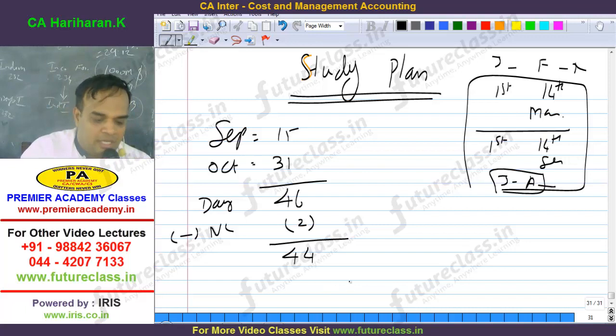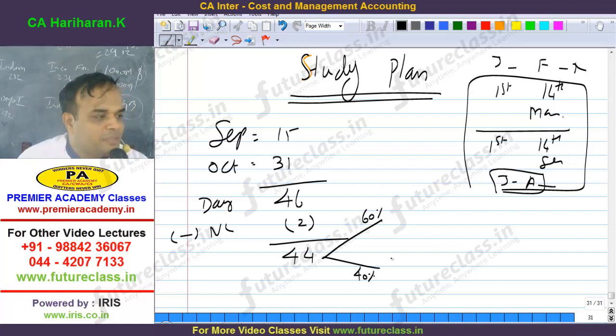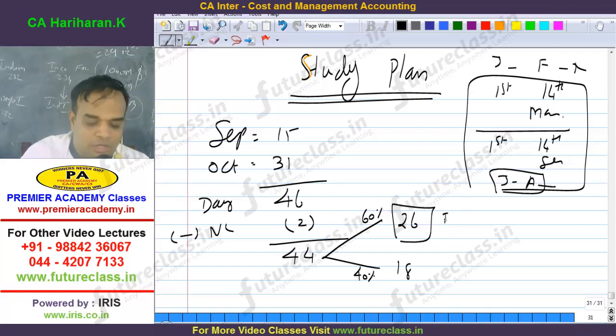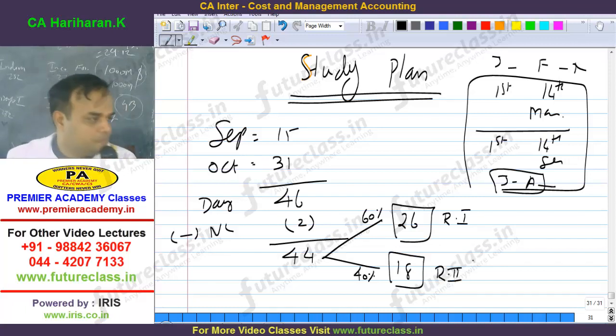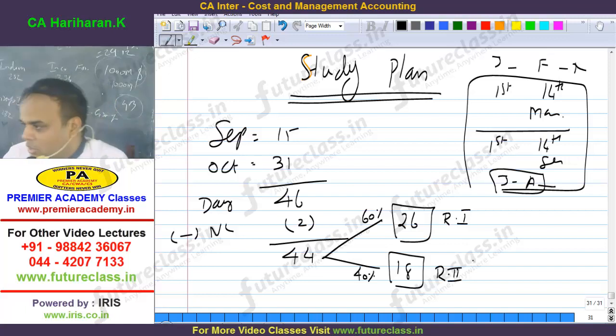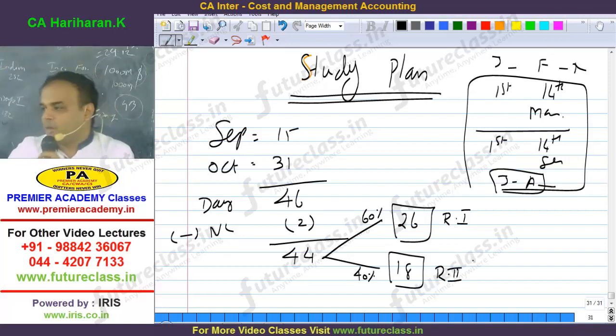In those 44 days, first we have to segregate the 44 days into 2 parts, in a 60 to 40 ratio. 44 into 60% is roughly rounded off to 26 days. The remaining is 18 days. So 26 days for revision 1 and the remaining for revision 2. A minimum of 2 revisions is a must. This is the manner in which you have to prepare your study plan. Till the end, you keep on preparing. Always remember one thing: a minimum of 2 revisions is a must.